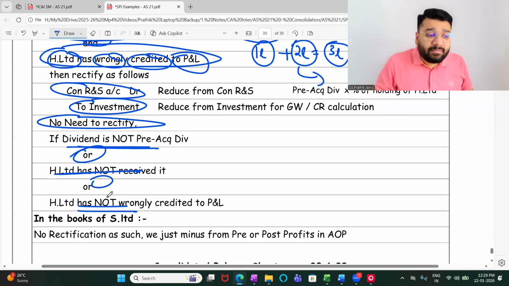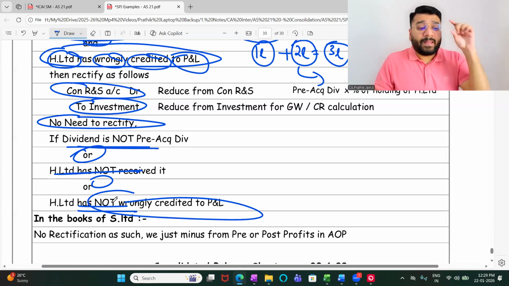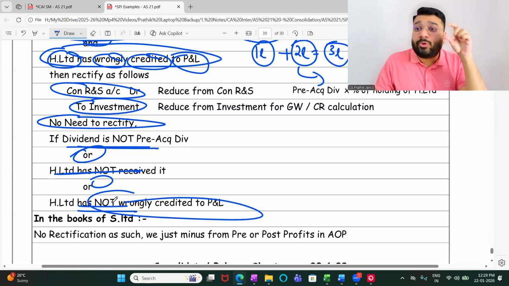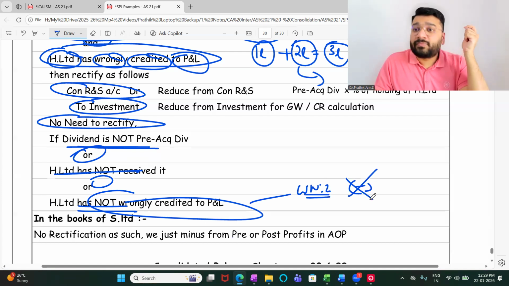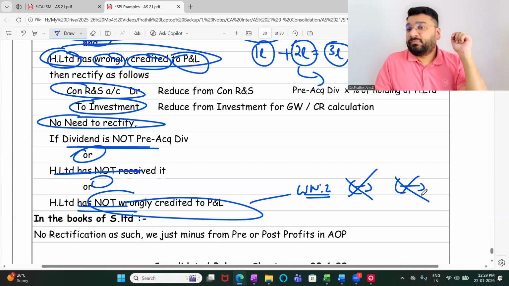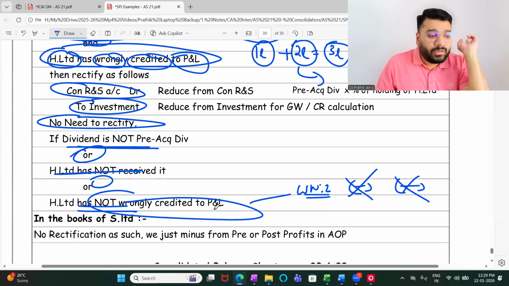No. In that case, when the dividend is correctly credited to investment, in working note 2, the calculation of investment, should I minus the pre-acquisition dividend? No. In the consolidated reserve and surplus, should I reverse the P&L? No. Got it, not got it?